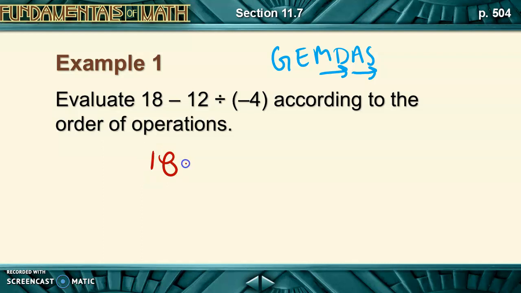Evaluate 18 minus 12 divided by -4. Now, I check my order of operations. Do I have any grouping symbols? And you would say yes. But is there any work to do within the grouping symbols? I would say no. -4 is -4. There's nothing I can do to simplify this, so I move on.